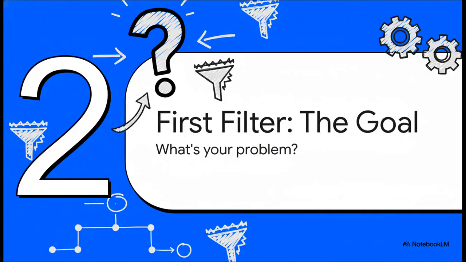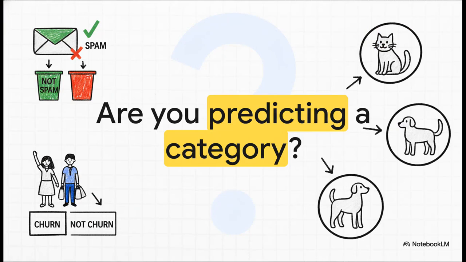Okay, with those rules in our back pocket, let's apply our first and, honestly, most important filter, your goal. What is it you're actually trying to do? To help us out, we're going to borrow the brilliant logic from the famous scikit-learn algorithm cheat sheet. It all kicks off with one really simple question. So, first things first, look at what you want to predict.